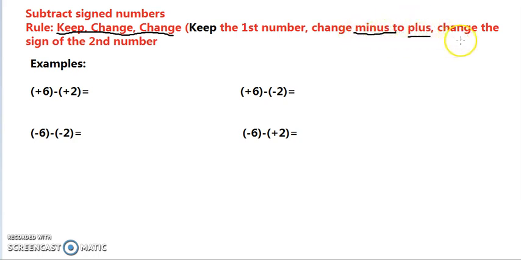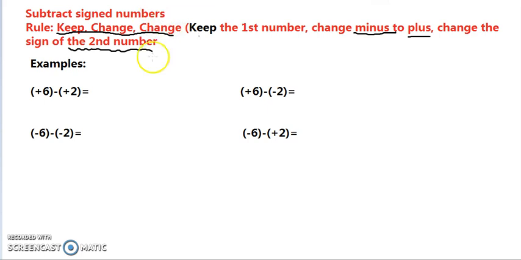And the third word, change, means we change the sign of the second number. We don't know the sign of the second number. It could be plus. If it's plus, we will change the sign of the second number to minus. If it's minus, we're going to change the sign to plus. Okay, so let's take a look at some examples.